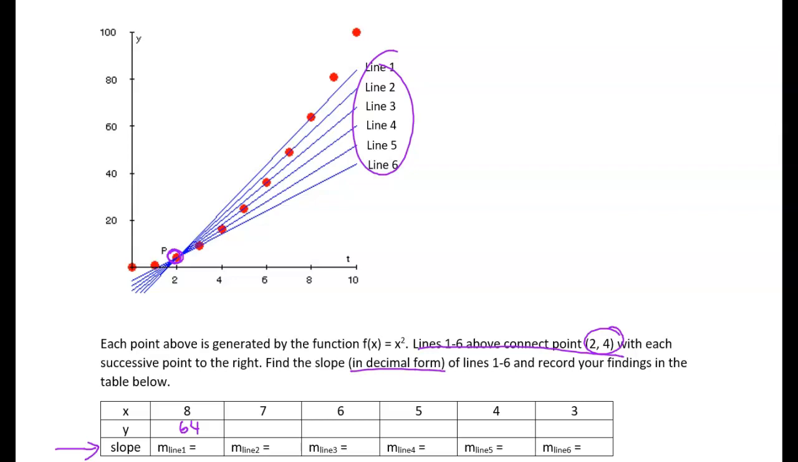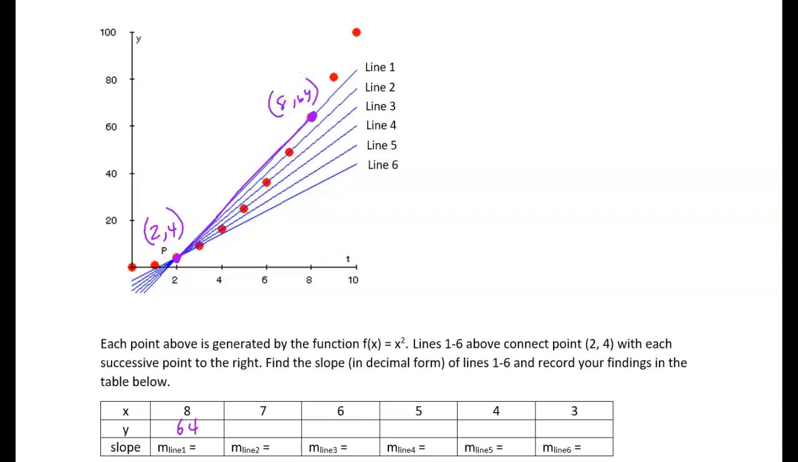So for instance, let me clear some space here. If I wanted to connect this dot to the point 2, 4, that looks like that would be line number 1. Okay? So if I wanted to find the slope of line 1, which is what I want to do, I need to use the slope formula. So how do I do that? Well, if I want to find the slope of the line that connects 2, 4 to this point up here, 8, 64, it might help to start by labeling these points. That's 2, 4, and this is 8, 64.